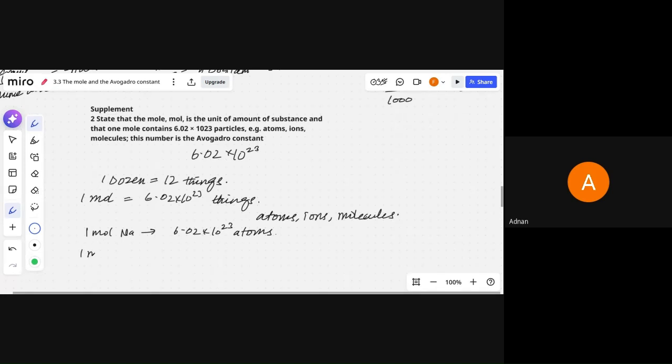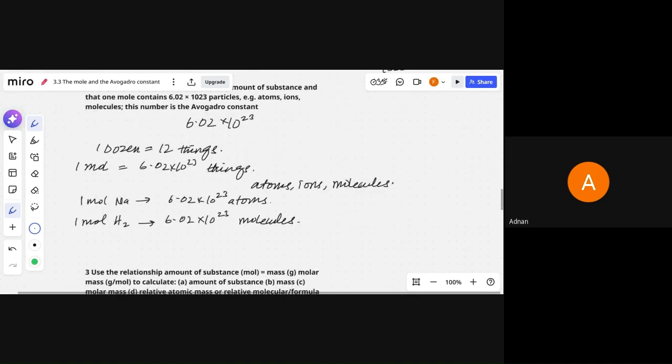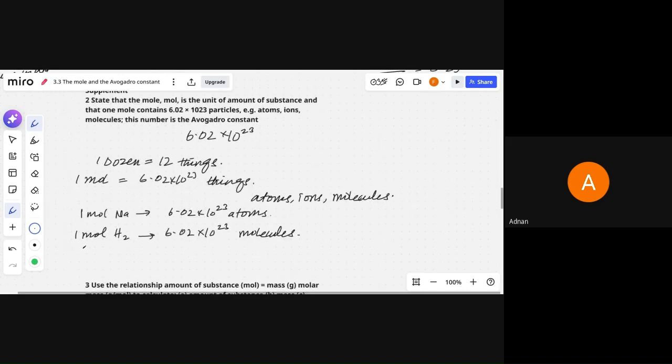And if I say that I have 1 mole of hydrogen gas, H2, then it will contain 6.02 times 10 to the 23 molecules, because we have a molecule, right? It is not in its elemental state, it is not in its atomic state. Similarly, 1 mole of carbon dioxide will also have 6.02 times 10 to the 23 molecules, because it is a molecule, right? It is made up of different atoms combined together. It's a molecule of a compound.